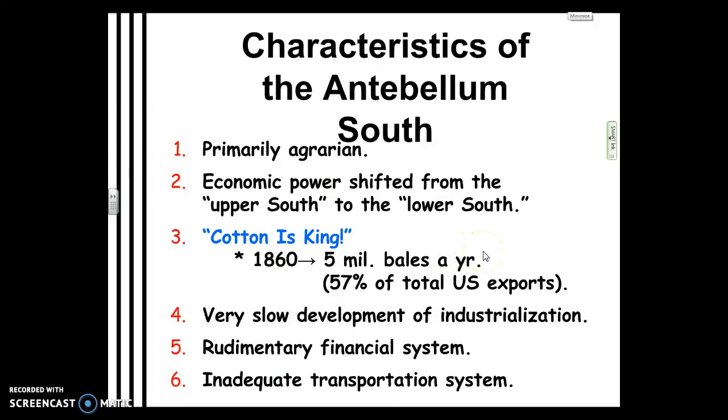Remember, cotton is king, ladies and gentlemen. We talked about this a little bit earlier this year, that cotton is the crop now for the South. We'll talk more about this, but by 1860, going through period 5, the United States is putting out 5 million bales of cotton per year, and it's over half of all U.S. exports. So we are really dependent upon growing cotton and sending cotton out.